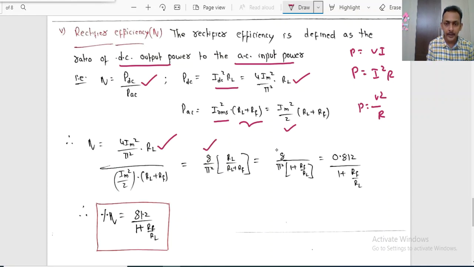If you further simplify, if you take out RL common, it is around 0.812 whole divided by 1 plus RF by RL. Very important. In terms of percentage, if you express, it is around 81.2 divided by 1 plus RF by RL. This is the efficiency for the full wave rectifier with center tapped connection, right?